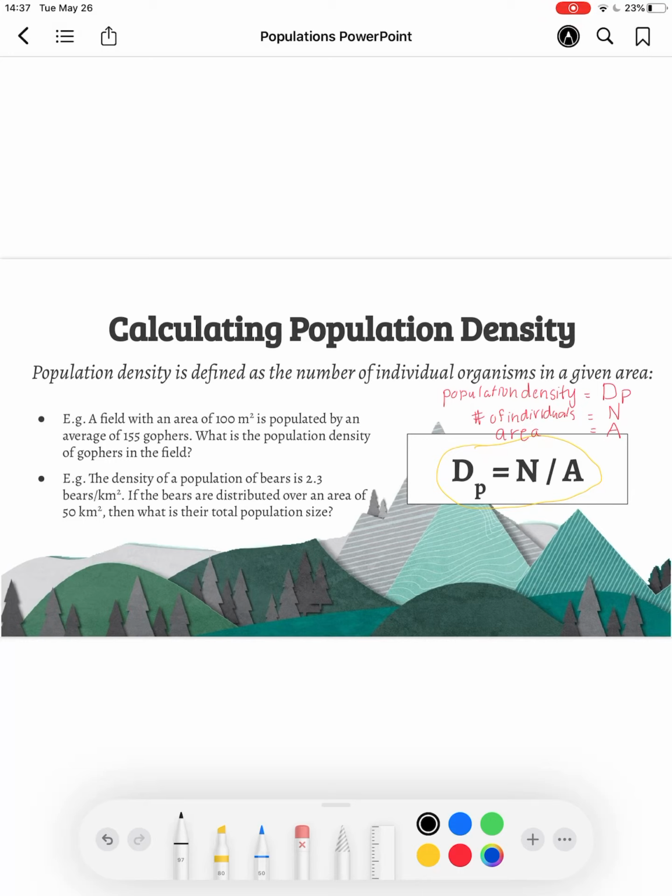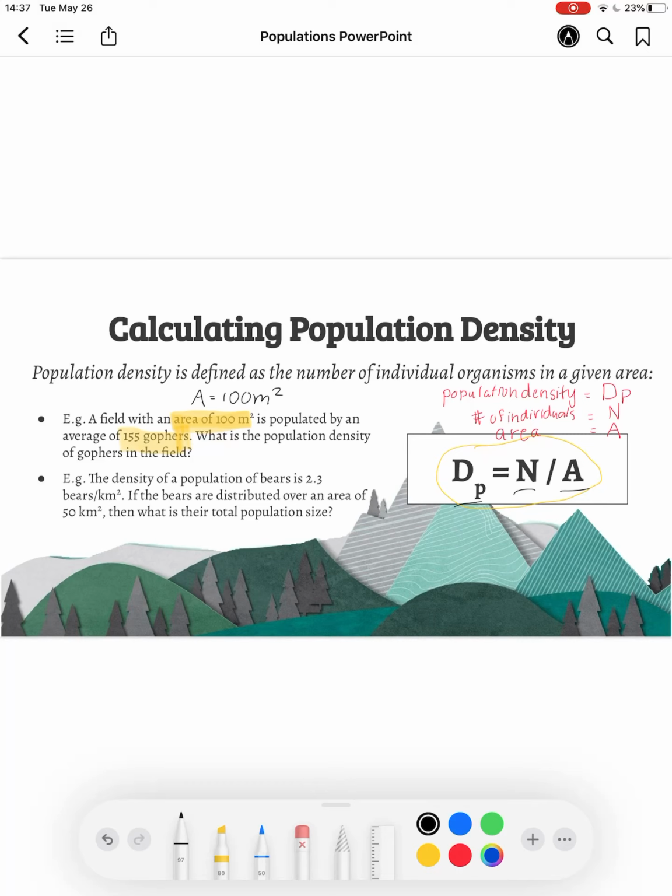So a field with an average area of, as we're going through these questions, we're going to write down the piece of information that they're giving us. So they're giving us an area of 100 meters squared. So if we look at our formula, we've got 3 letters. Which one is involved with area? I'm just going to go ahead and highlight that as well. So our area, A is equal to area. So I'm going to write A is equal to 100 meters squared.